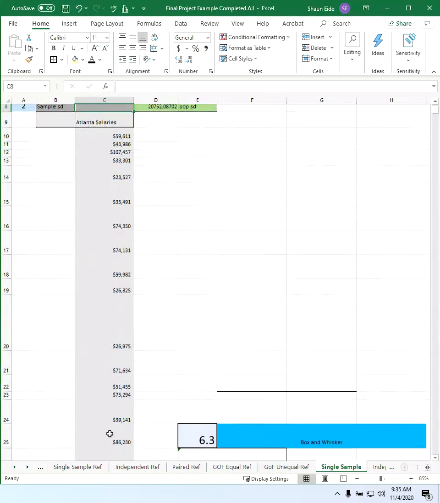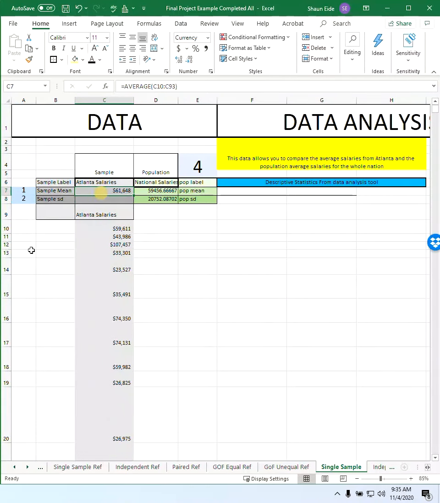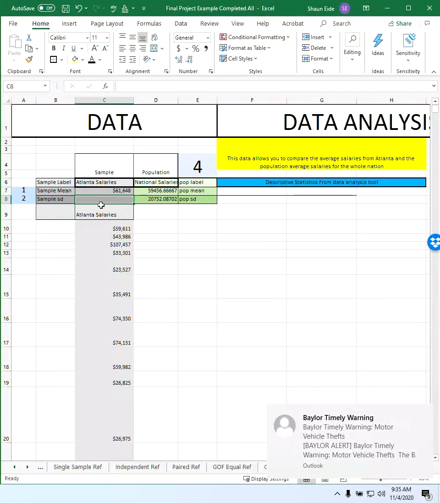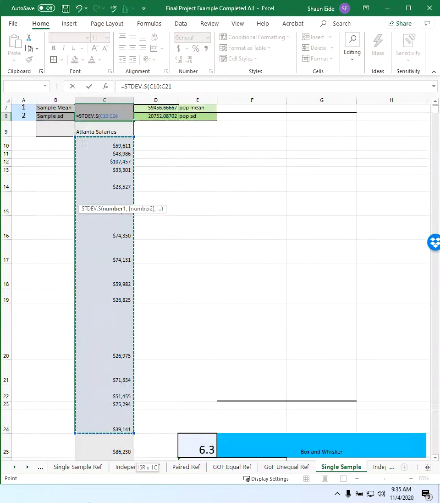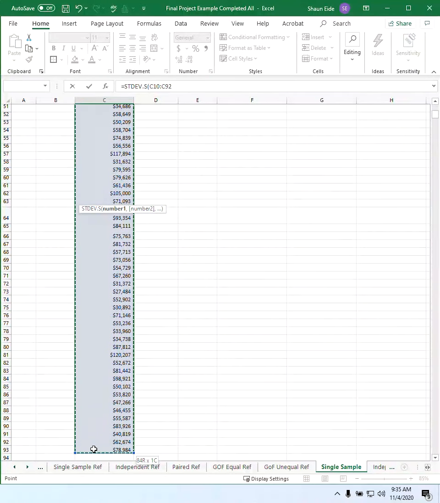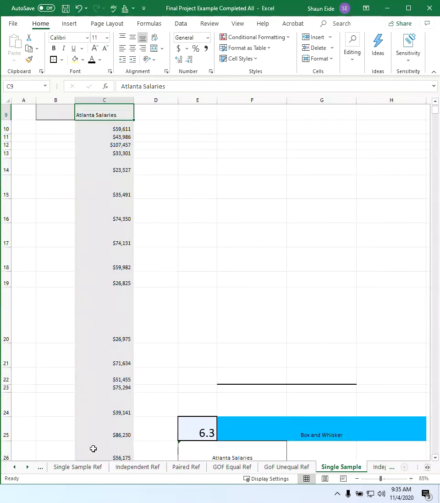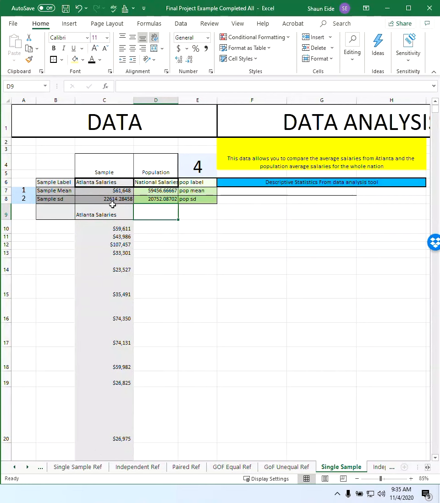Okay. So you've got the average, the sample mean, and then you've got the sample standard deviation, equals standard deviation of the sample. And I'm going to highlight the data for the standard deviation. Okay. So you've got the mean of 61,648, and then you've got the standard deviation of 22,614.